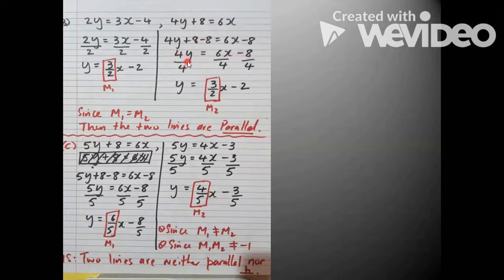It's still not in the form of y equals mx plus c. So we'll divide everything by 4. So we end up with y equals 3/2 x minus 2. Yes, we reduce the 6/4 to give us 3/2. Now comparing the two gradients, we recognize that both of them are equal. So since the gradients are equal, the two lines are parallel.